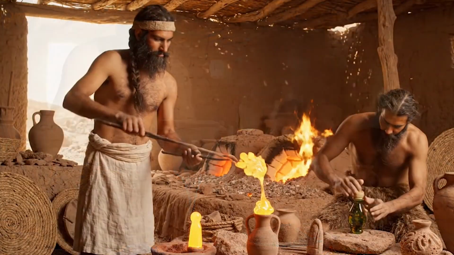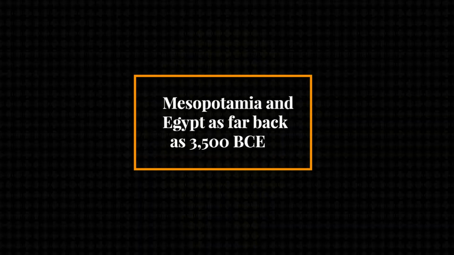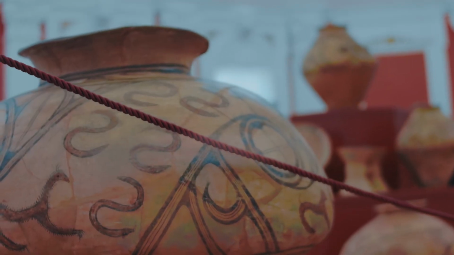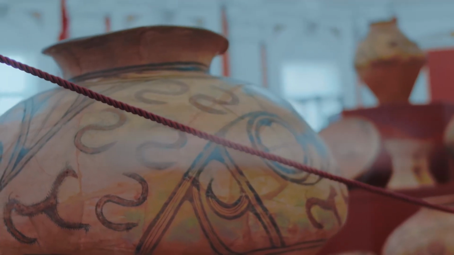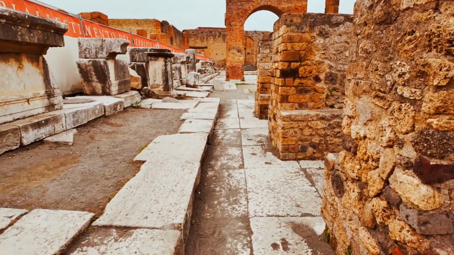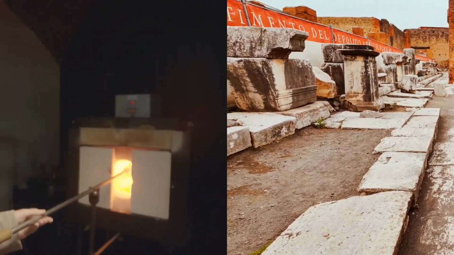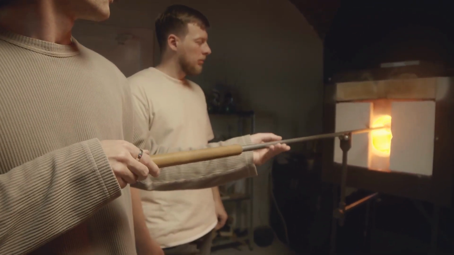Archaeological evidence places glass objects in Mesopotamia and Egypt as far back as 3500 BCE, initially as glazes on pottery, then as molded vessels. Roman artisans produced flat window glass as early as the 1st century CE, recovered from excavations at Pompeii, but it was thin, greenish, barely translucent.